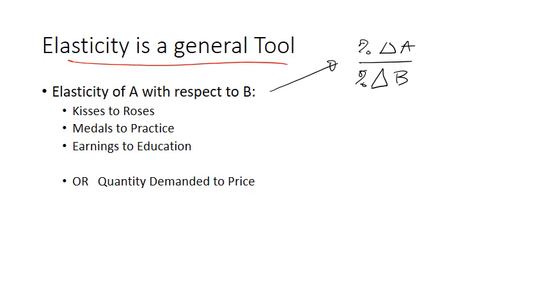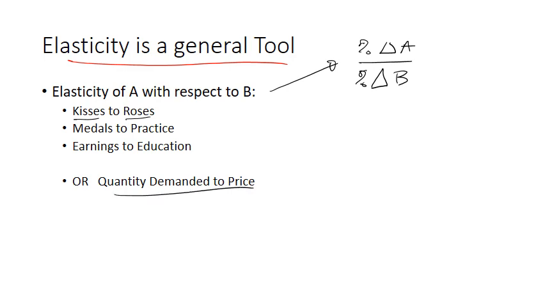Now that might be how many kisses do you get at the end of a date when you change the percentage of roses that you bring at the beginning of a date. What percentage increase in medals might you win when you increase the amount of practice? How are earnings related to education? You can relate any of these two variables together, okay? Or any two variables, period.